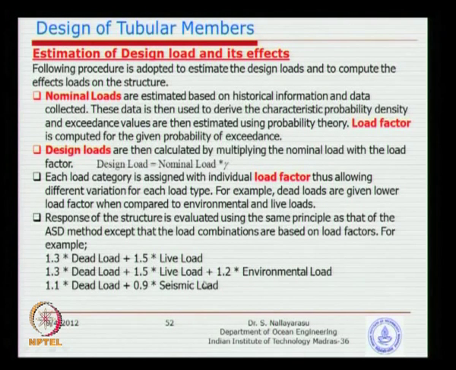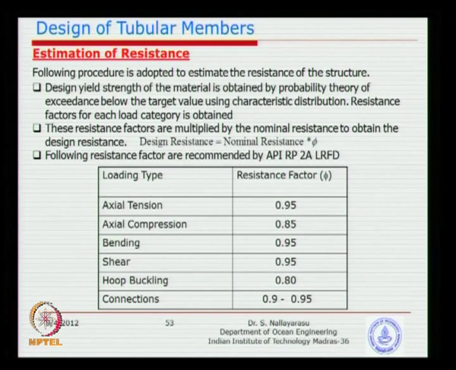For example, in here the joint probability of live load and environmental loads, the factors are different. So, you have a chance of, instead of multiplying 1.5 here, we have reduced to 1.2. So, slightly better off.